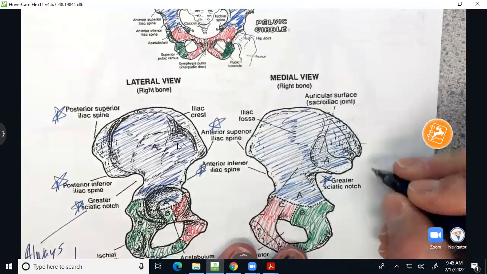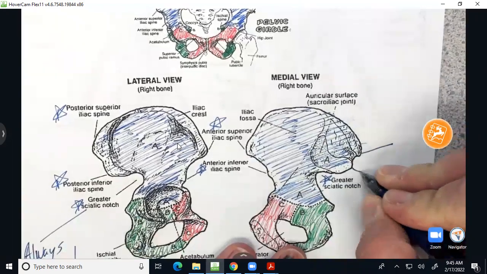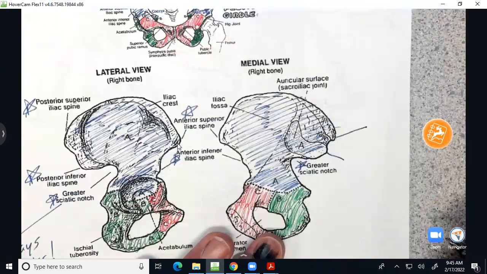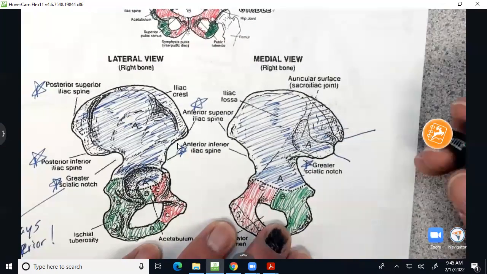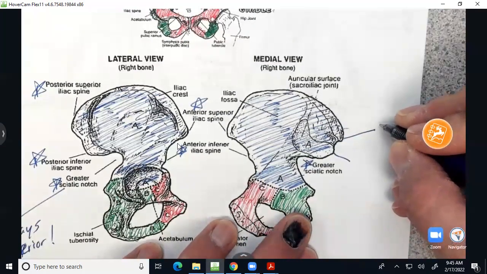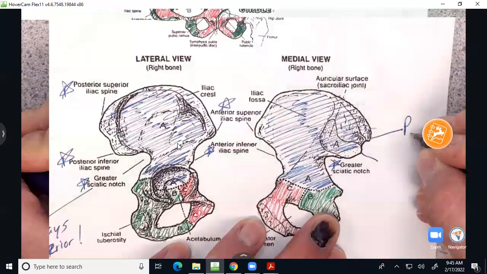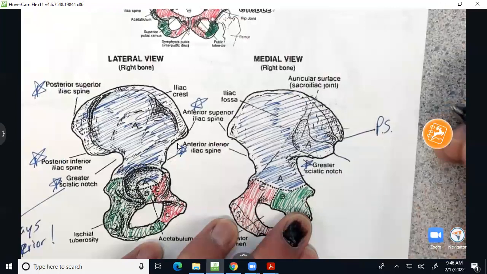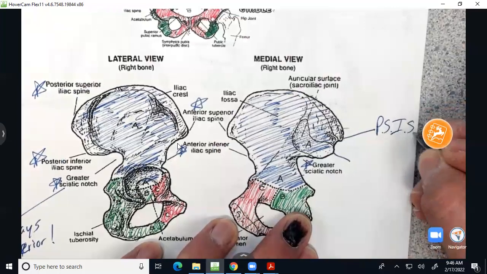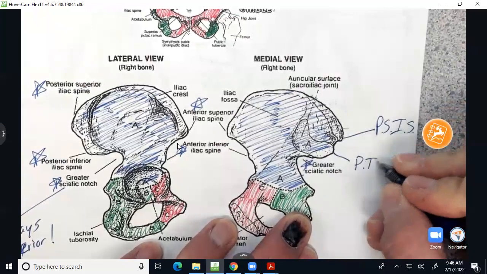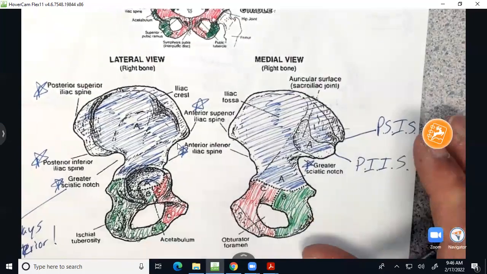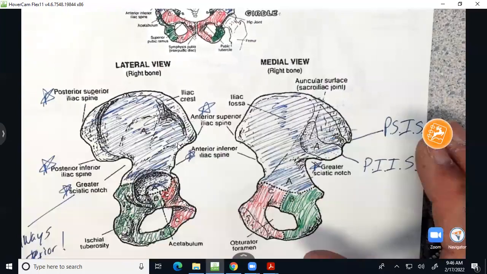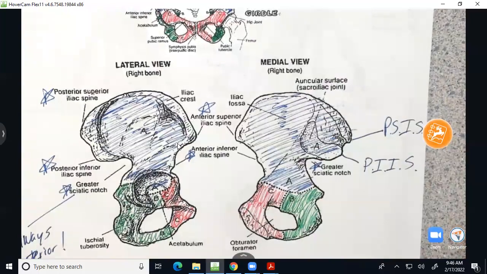Now the posterior superior and posterior inferior aren't labeled over here on the right side in our medial view, so probably should go ahead and draw them in. I'm just going to abbreviate so I don't have to write four words out. Posterior superior iliac spine, and then posterior inferior iliac spine. Like I said, very important sites for muscle attachment.